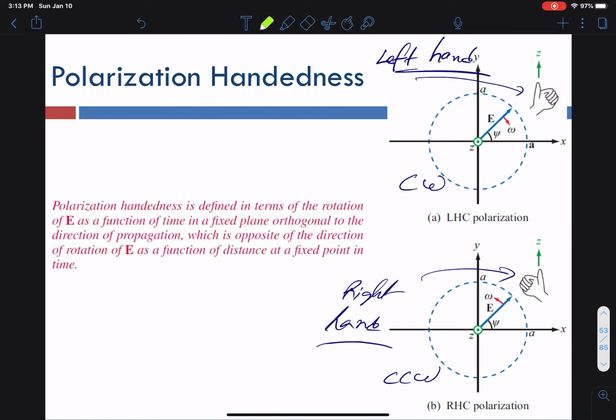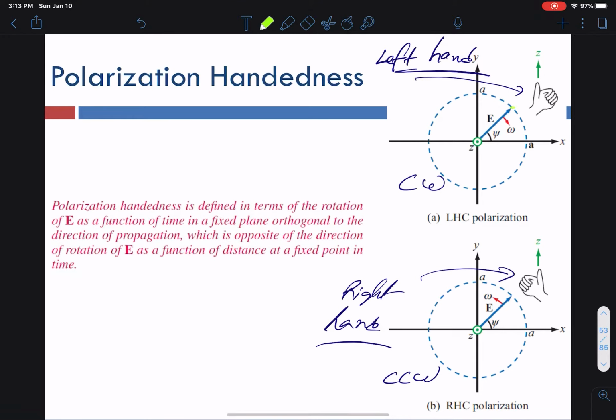Now, if you look here, this is the tip of the vector. This magnitude is always a. It's not changing, right? So the tip of the vector, with magnitude always a, is traveling in the clockwise direction, and you see the angle is always decreasing, because in the clockwise direction your angle is negative, right? So that is called left hand circular polarization.